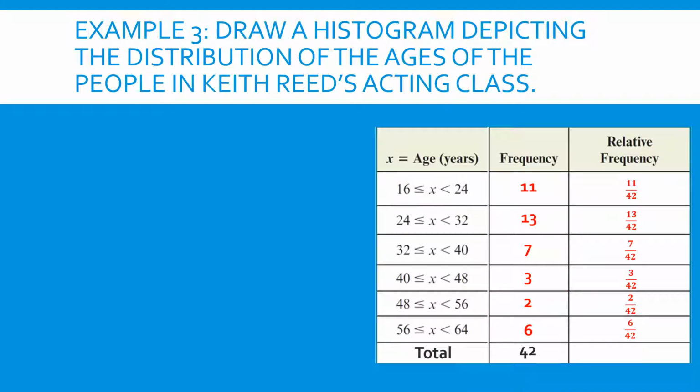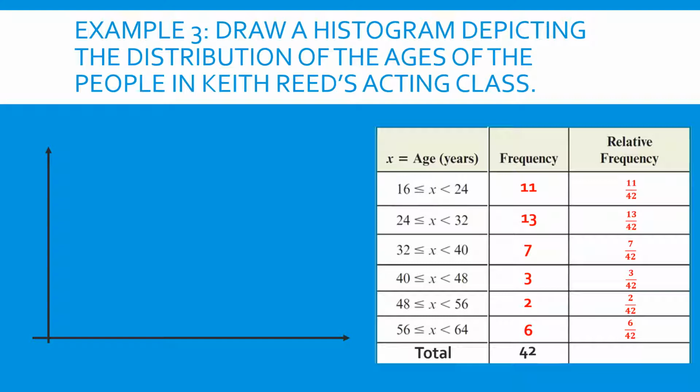The first thing that I do when I start my histogram is go ahead and draw my horizontal and vertical axes. I usually draw the horizontal a little bit longer than the vertical. The ages are going to go on the horizontal axis and the frequency is going to go on the vertical axis. We're going to go back at the very end and label these. You could label them before you start if you want to. I just happen to do them at the end.